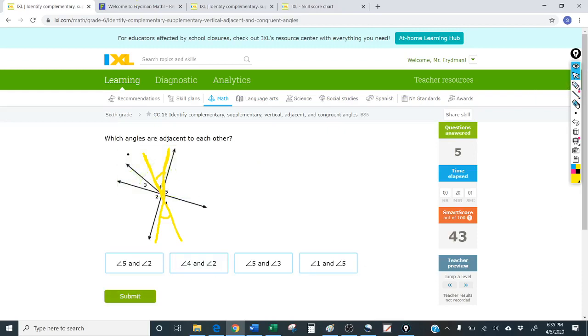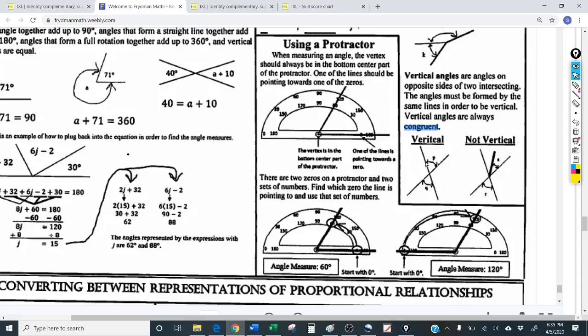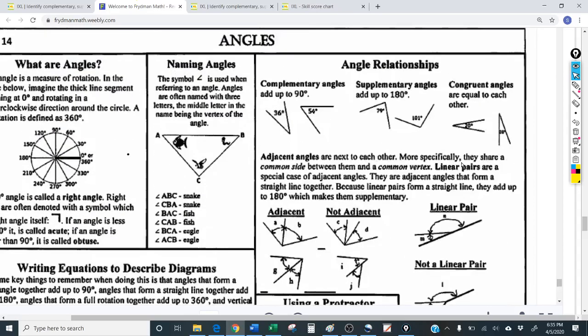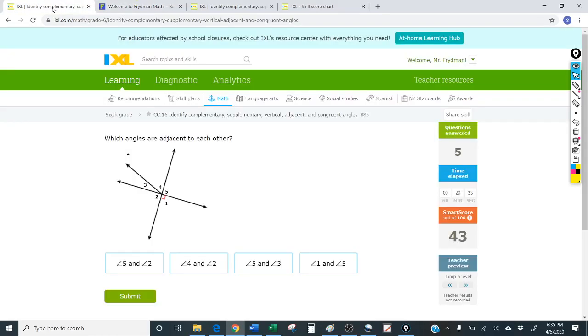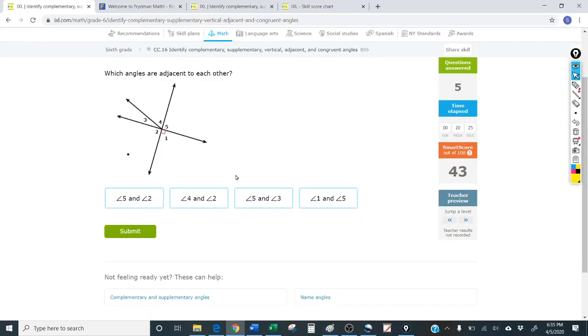Let's try another one. Which angles are adjacent to each other? What does adjacent mean again? Adjacent means that they are next to each other. More specifically, they share a common side between them and a common vertex. So which angles are adjacent to each other? So I have a choice here, 5 and 2.